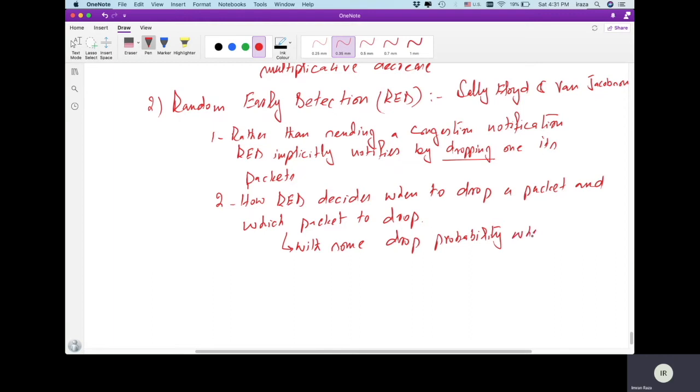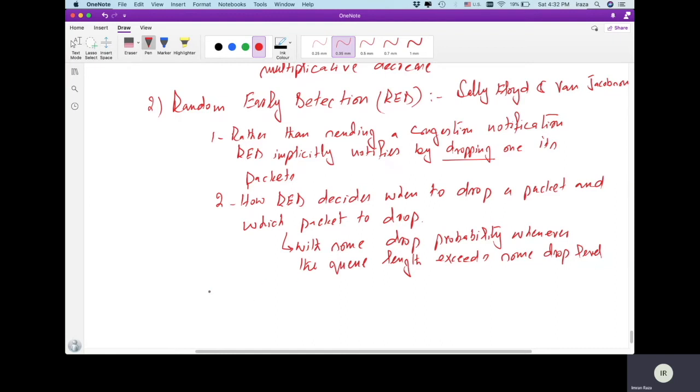Whenever the queue length exceeds some drop level. So this means the routers using RED maintain a certain drop level, and whenever the queue length exceeds the drop level, we drop a packet based on a drop probability, right?